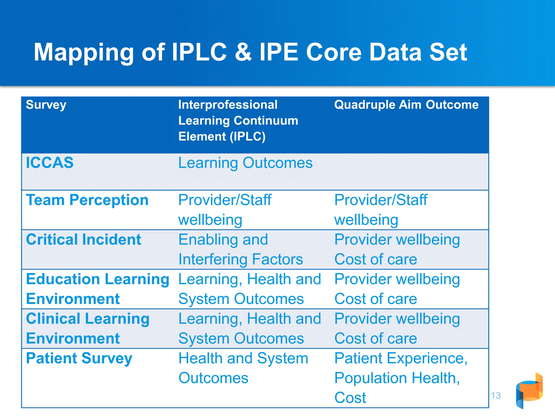This slide provides a summary of how the elements of the IPE core dataset map to both the interprofessional learning continuum, which we referenced just a bit ago, as well as the quadruple aim outcomes. Note, all decisions about the data to include in the essential core dataset have been driven by this alignment, the alignment of the IPLC model with the quadruple aim.